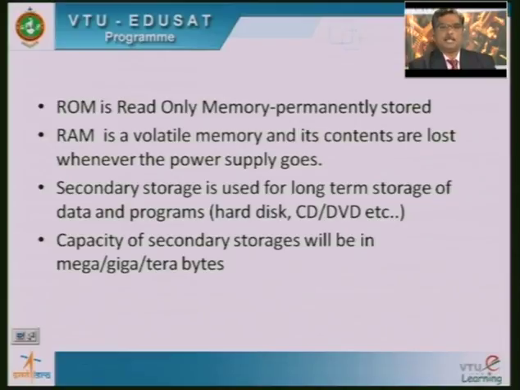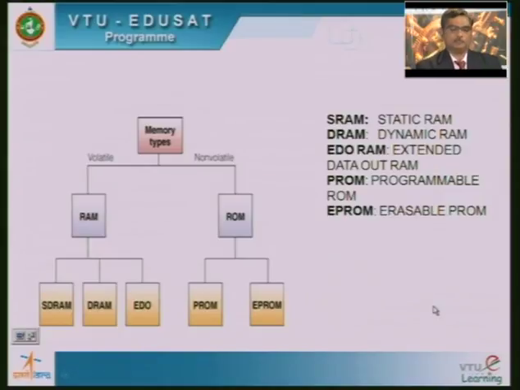This is how secondary storages are used to store a bulk amount of data. Examples are CDs and DVDs, and the capacity of secondary storages is usually given in megabytes, gigabytes and terabytes. Let us understand these with a pictorial diagram, the classification of these memory types.